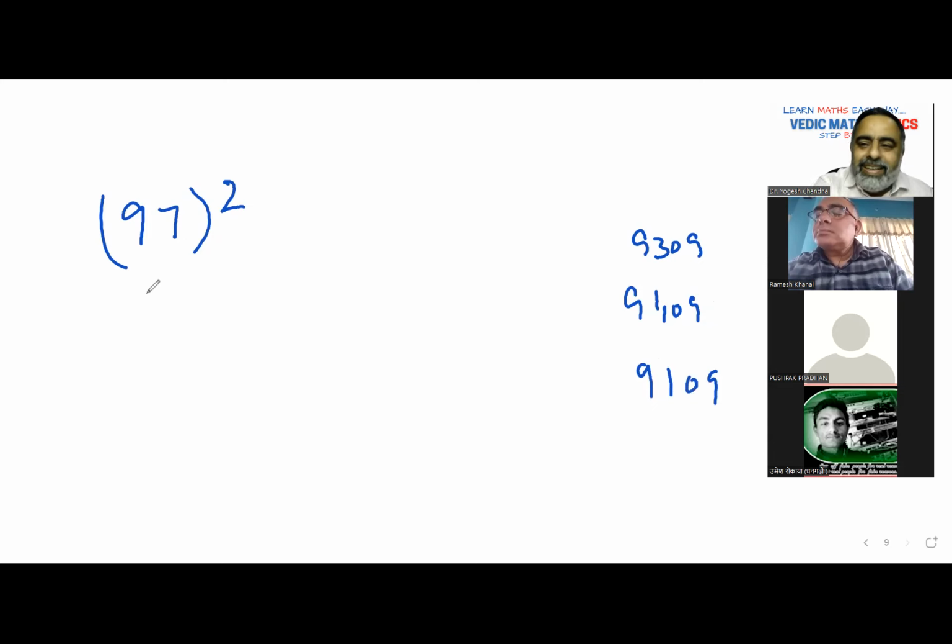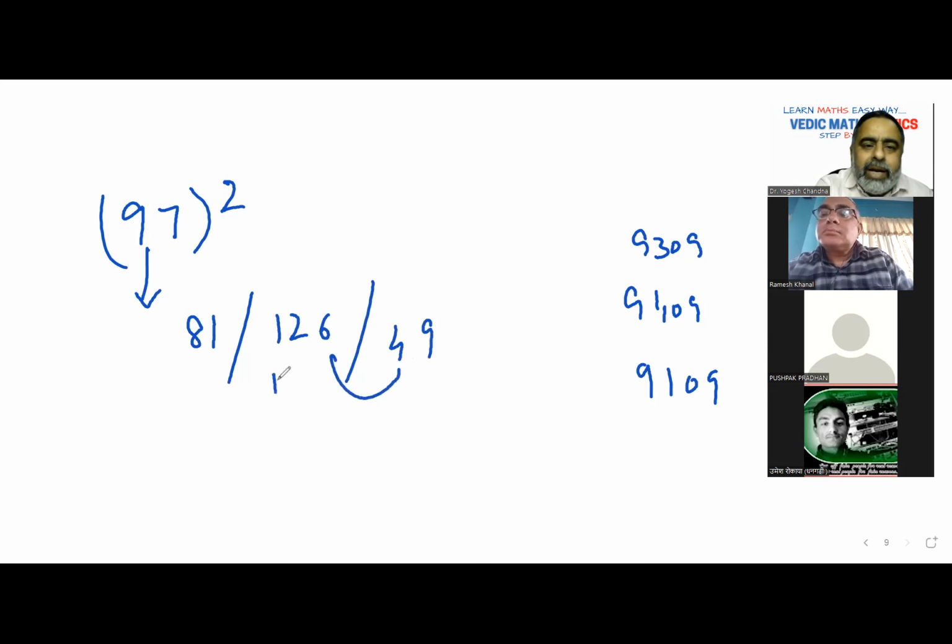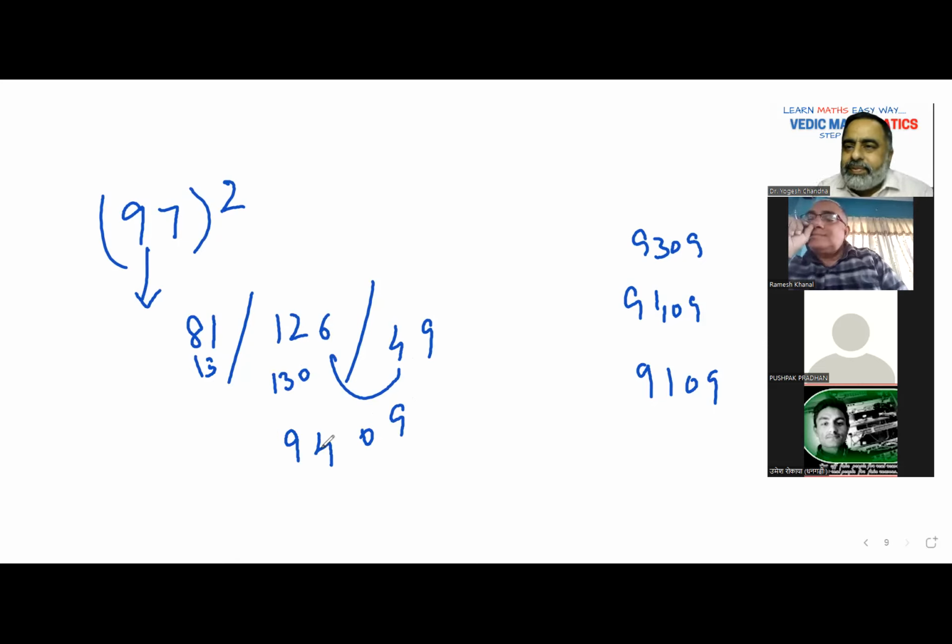9409. Pushpak, yes, please, sir. Pay attention. There is some problem going on. 63 into 2 is 126, and 49. So when this goes here, it becomes 130. So 9, 0 and 13 goes here. So that becomes 9409. Yes, Pushpak, is it clear? Okay.